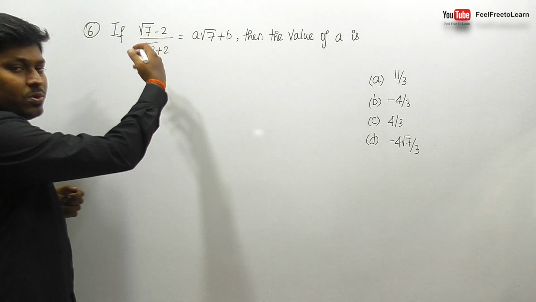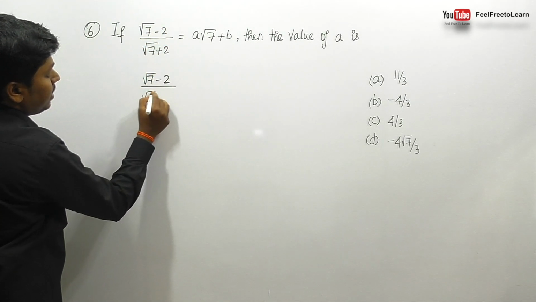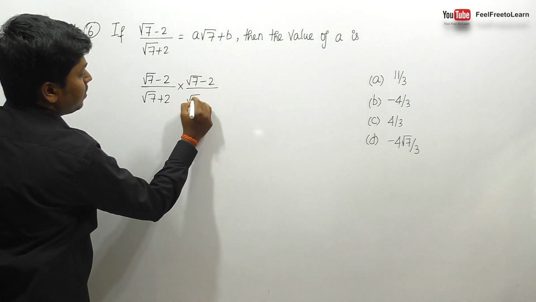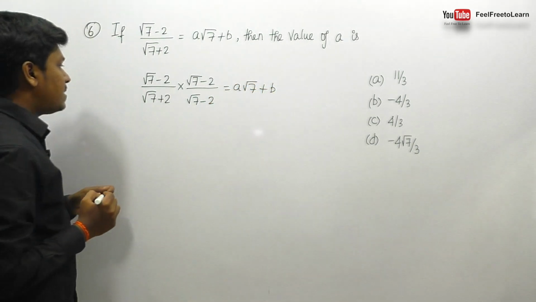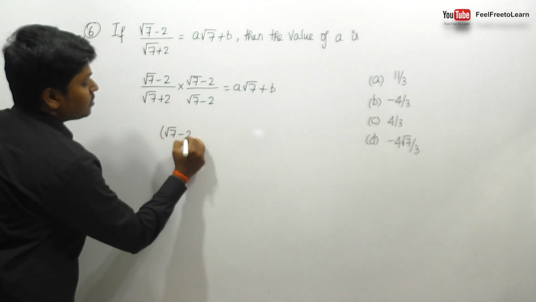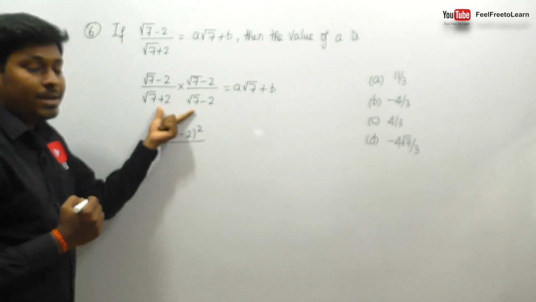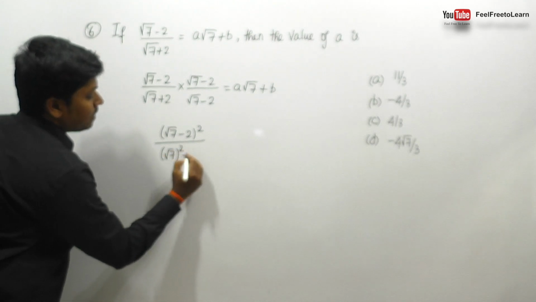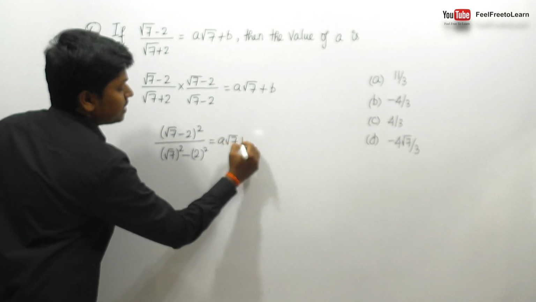So let me do one thing friends. I think everyone knows how to take a conjugate, right? So let me take the conjugate of this number: root 7 minus 2 divided by root 7 plus 2. So when we take the conjugate, root 7 minus 2 divided by root 7 minus 2 is equal to a root 7 plus b, right? So friends, here root 7 minus 2 times root 7 minus 2 can be written as (root 7 minus 2) the whole square, divided by, so friends, a plus b times a minus b. So the denominator can be written as a square minus b square. So a square will be root 7 the whole square minus b square, so b square will be 2 square, is equal to a root 7 plus b.